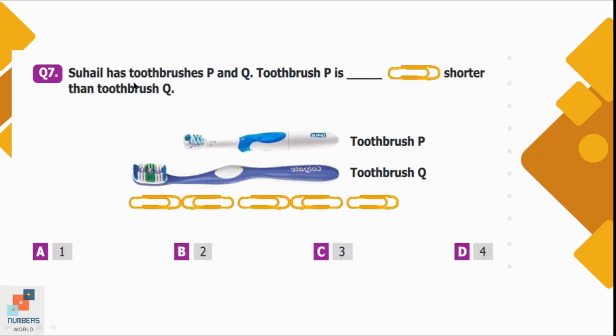So option D is incorrect here. Question number 7. Suhail has toothbrushes P and Q. Toothbrush P is dash paperclip shorter than toothbrush Q. We can see the length of the toothbrush Q is almost equal to 4 paper clips. And the length of the toothbrush P is almost equal to 3 paper clips. So the difference is of 1 paper clip. So option A is the correct option here. Toothbrush P is 1 paper clip shorter than toothbrush Q.